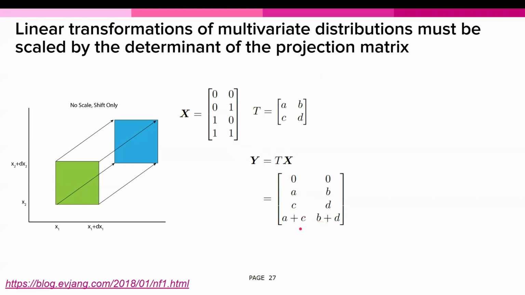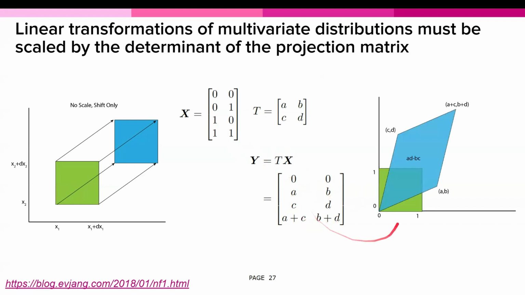And then in general, the square with one point anchored at the origin is going to get stretched and skewed to map into what is generally a parallelogram. The total area of which is AD minus BC, and so this is actually the determinant of this transformation matrix T.